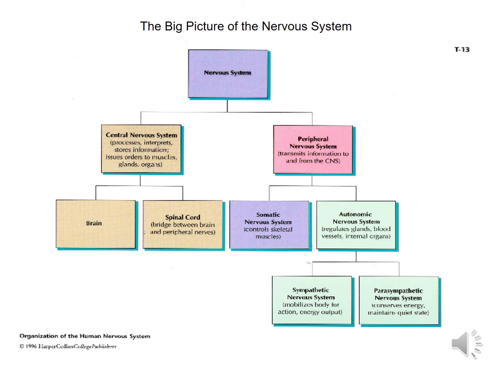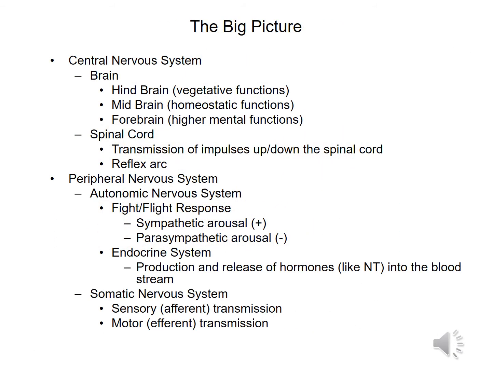As you'll see from the overview, the nervous system is divided into two divisions: the central nervous system, which includes the brain and spinal cord, and the peripheral nervous system, which includes the somatic and autonomic divisions. We're going to do these backwards, starting with peripheral first, and spending most of the time in this discussion on the central nervous system. The central nervous system, of course, is divided into the brain and spinal cord.